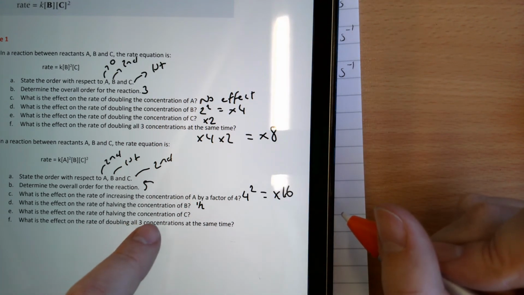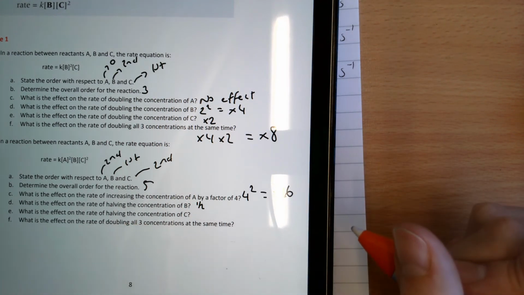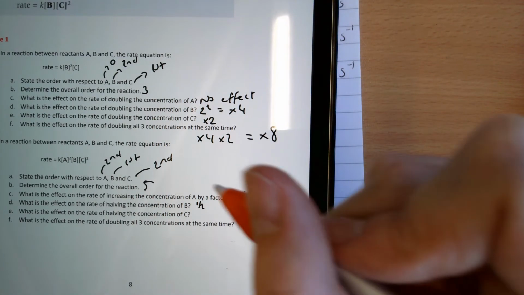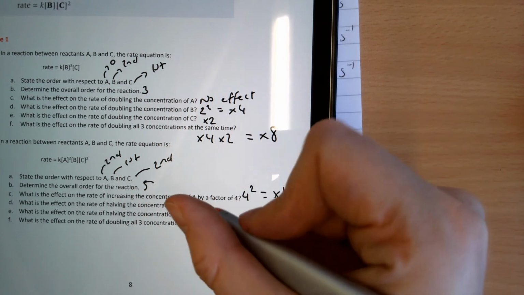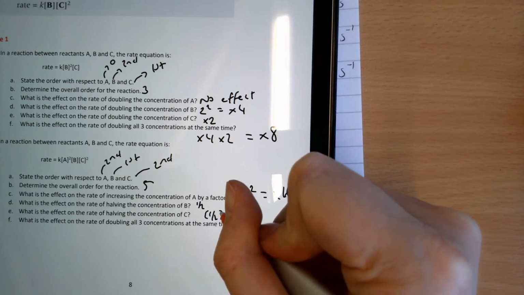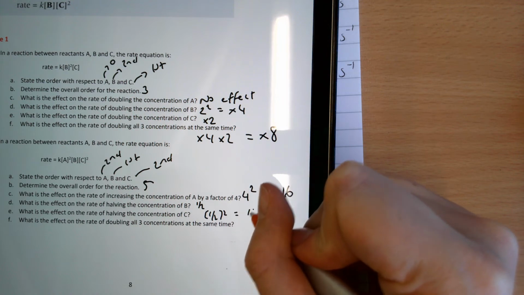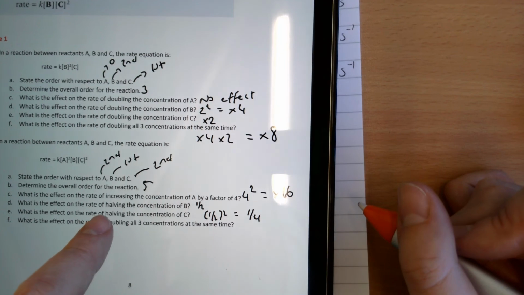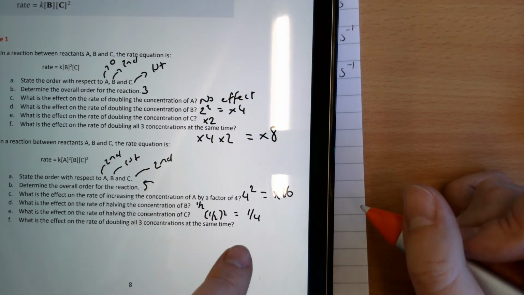What is the effect if I halve the concentration of C? Well, C is second order. Whatever I do to the concentration of C, I'm going to be squaring it. So if I halve the concentration, it's going to be a half squared, which is going to be a quarter. So if I halve the concentration of C, my rate will decrease by a quarter.